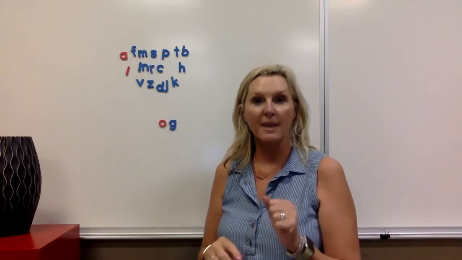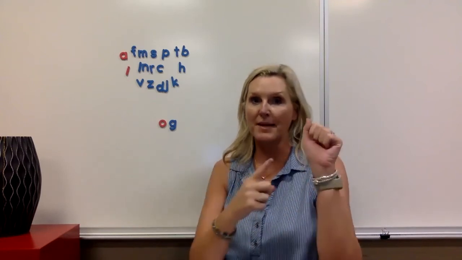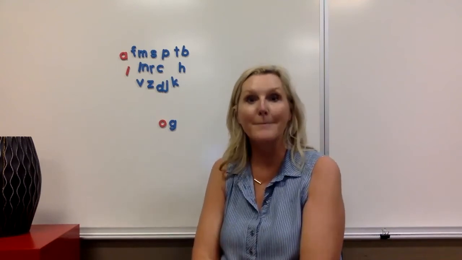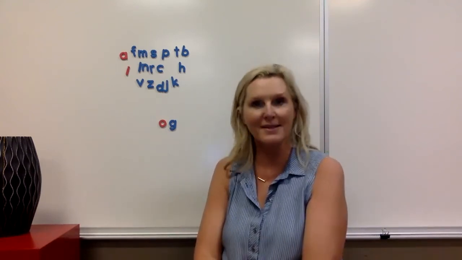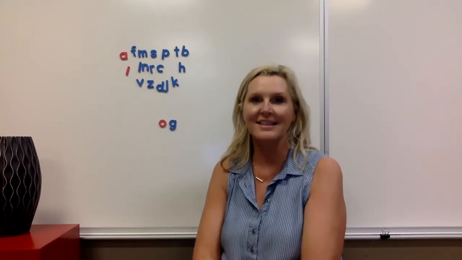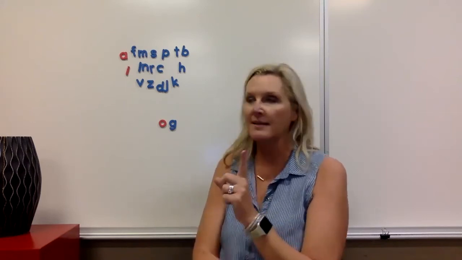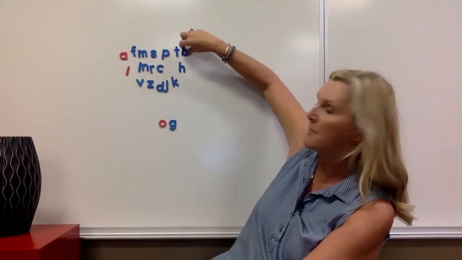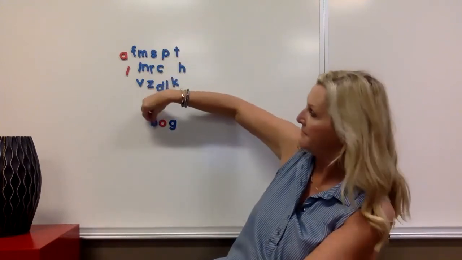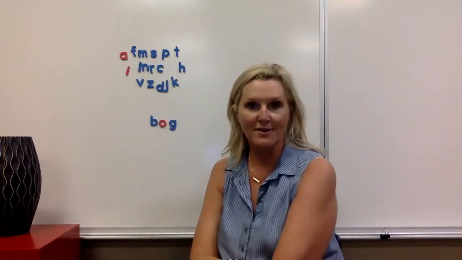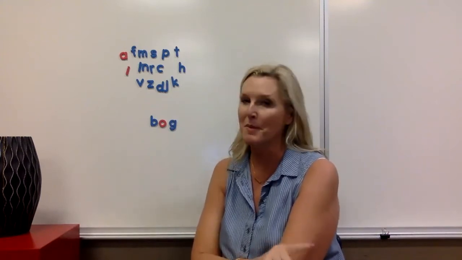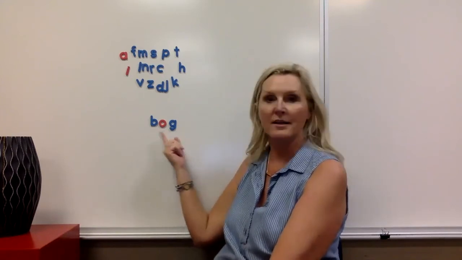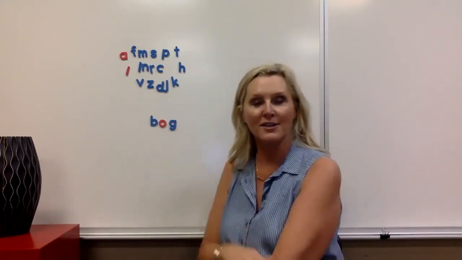Bog. Say it with me. Let's tap it out. B-og. What's the first sound? B. That's right. And what letter makes that sound? Yes, letter B. Now, when we make the B, remember we have to have the bat first and then the ball. So pull down your B. What's our word now? It's bog. And remember, a bog is like a swamp. Good job.